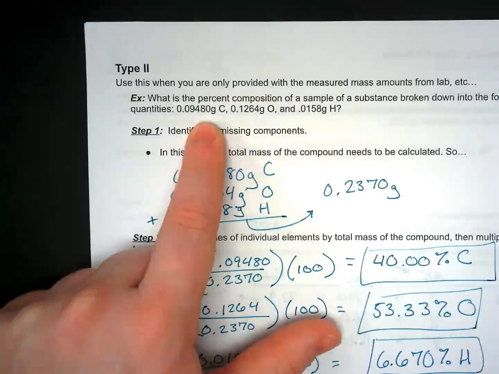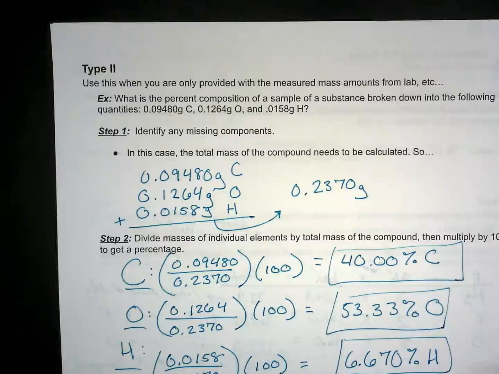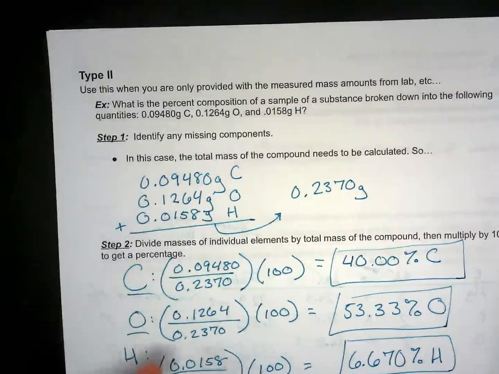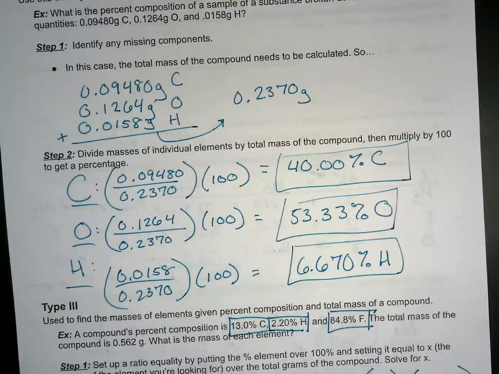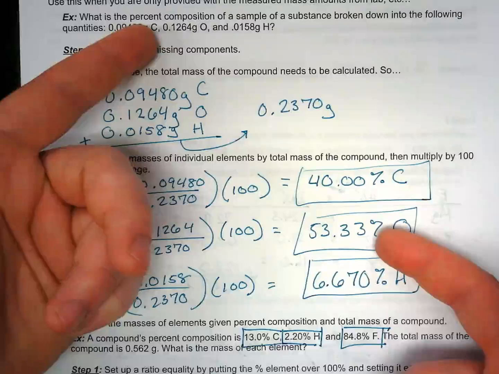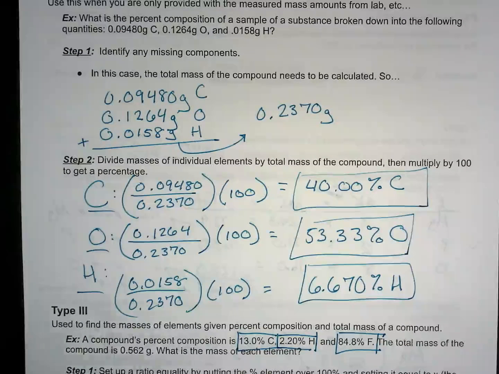For type 2, you're given the mass, but we don't know what the compound is. If you don't know what the compound is, but you do have the masses of each of the substances, you can use that to find out what the percentage is. That would be for something like a mystery substance where you didn't know what it was, but you had all the calculations. It would be kind of weird if you did have that, but in this reality, practicing with this, that's what we would do.